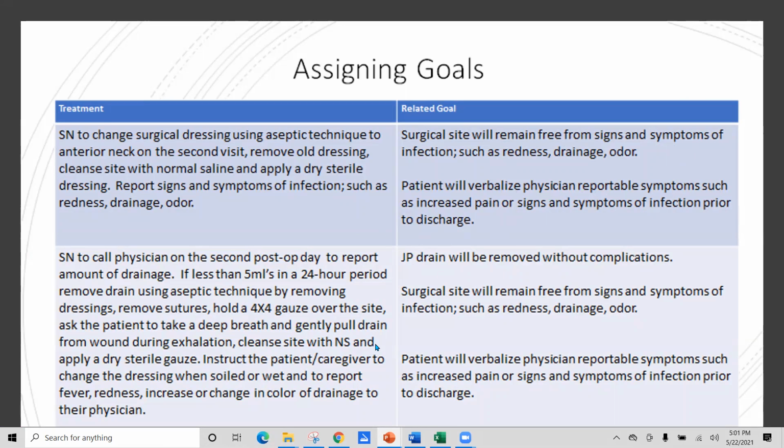And then I included another one on, we frequently pull drains, such as a JP drain. So we've got the orders for that. If less than 5 mLs in 24-hour period, we need to know what the physician's protocol is on that, how to remove that, what to do to the site afterwards, and then how we're going to teach the patient. So our goals related to that is that there won't be any complications while we're pulling that JP drain, and that going back to the same goals as above, that it will remain free from signs and symptoms of infection, and the patient knows when to call the physician. So again, goals are related to the treatment.